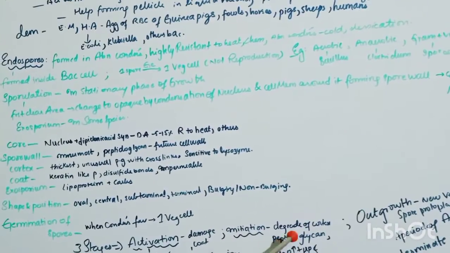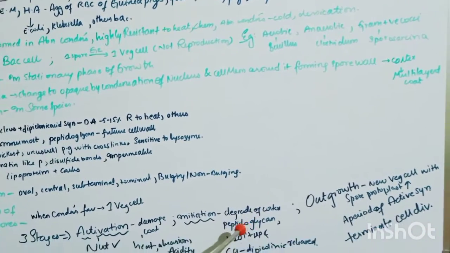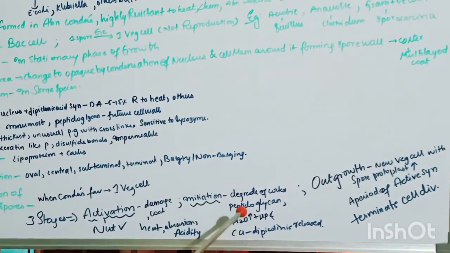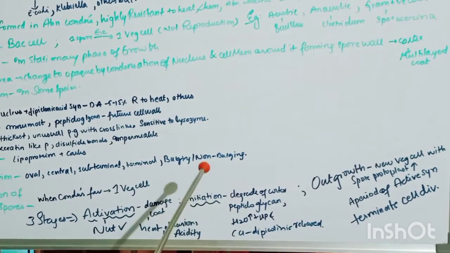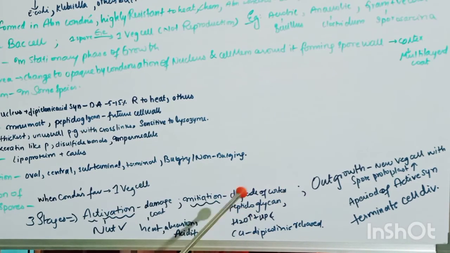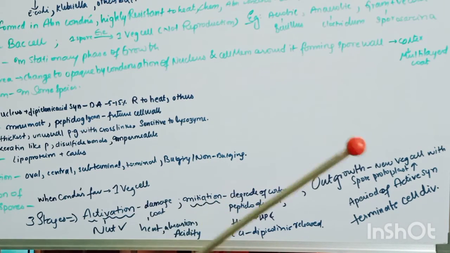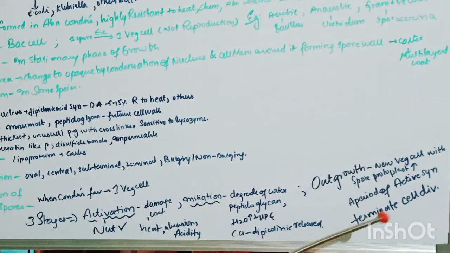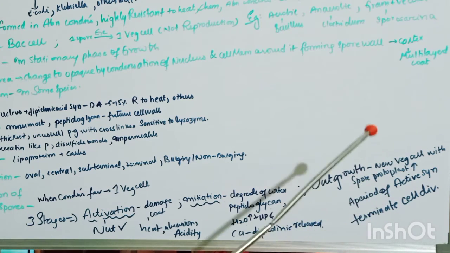Next, initiation is by the degradation of the cortex. During this, the cortex peptidoglycan and a variety of other components are degraded. Water is taken up and calcium dipicolinic acid is released. This is about initiation. Next, the outgrowth: a new vegetative cell with spore protoplasm emerges, and a period of active synthesis occurs that terminates in cell division.